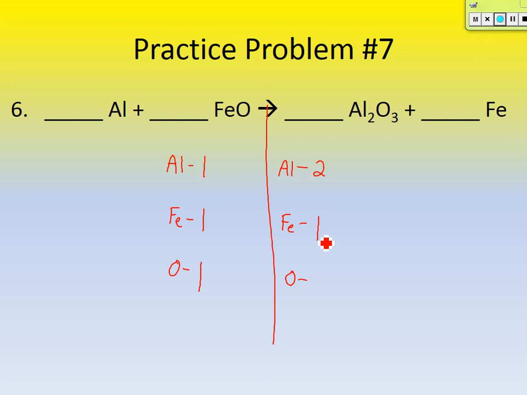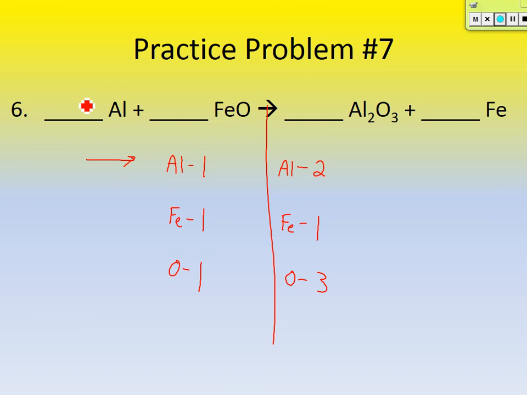Be careful, iron's over here now. And how many oxygens? 3. Okay, now what I do is just start at the top and work myself down. Work your way down until you get all balanced. Aluminums, are they balanced? No. How do I balance it?